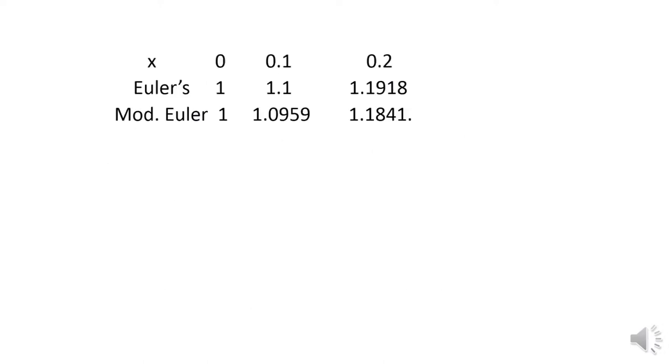So now we write them in tabular form. X is 0, 0.1, 0.2, and Euler's values we have calculated. At 0 it was given, that was the initial value, 1, and at 0.1 we have calculated 1.1. At 0.2 we have calculated 1.1918, and when we applied the modified Euler's formula we got 1.0959 for x is equal to 0.1, and for x is equal to 0.2 we got 1.1841.